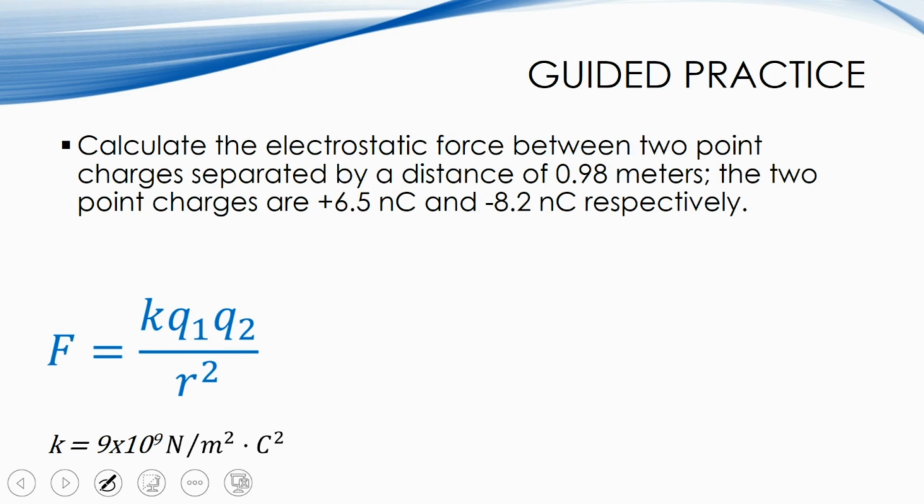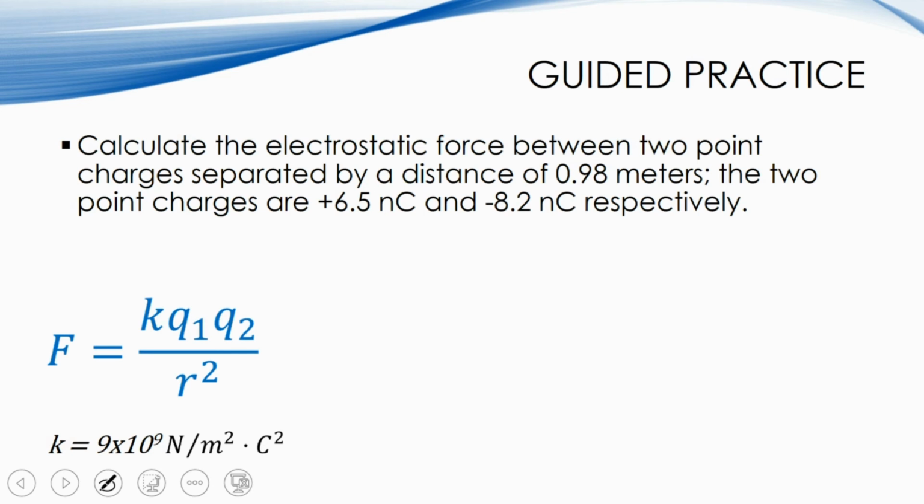Calculate the electrostatic force between 2-point charges separated by a distance of 0.98 meters. The 2-point charges are 0.65 nanocoulombs and negative 8.2 nanocoulombs respectively. Let's go ahead and begin with this problem. So let's begin by setting up our equation.